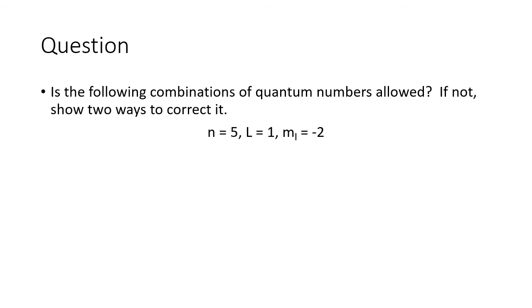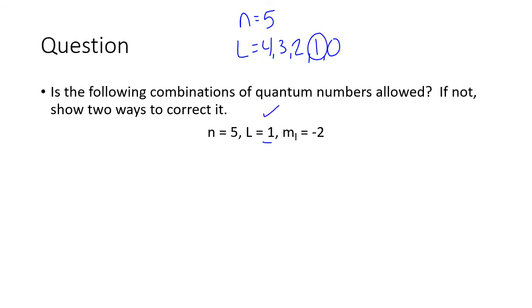Are the following combinations of quantum numbers allowed? If not, show 2 ways to correct it. For this one, if n equals 5, L could be 4, 3, 2, 1, or 0. And since L is one of those options, that's an acceptable answer.